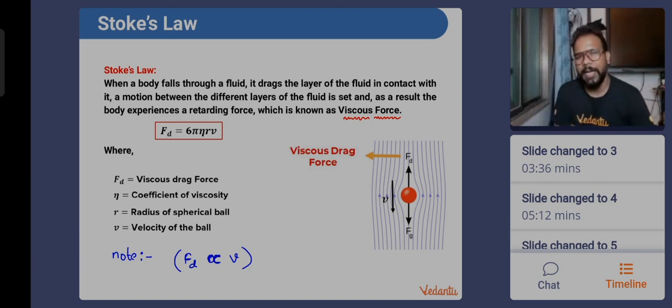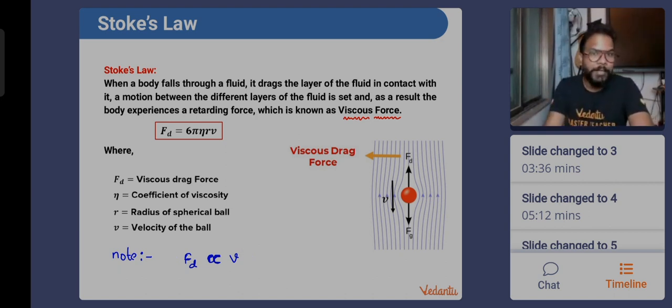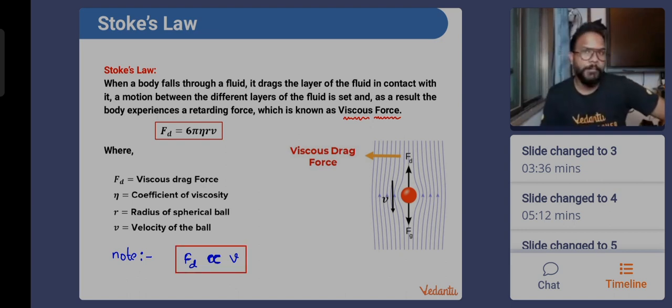The experiment was conducted with the help of spherical bodies. That is why the formula has r, which is the radius of the spherical ball. What is important to remember and understand is that unlike your kinetic friction force, which used to be a constant on a given surface, your viscous drag force is directly proportional to the velocity of the solid body, and that's a huge breakthrough in mechanics itself. Why? Because the faster your body tries to move in the liquid, the more difficult it becomes for the body to travel.